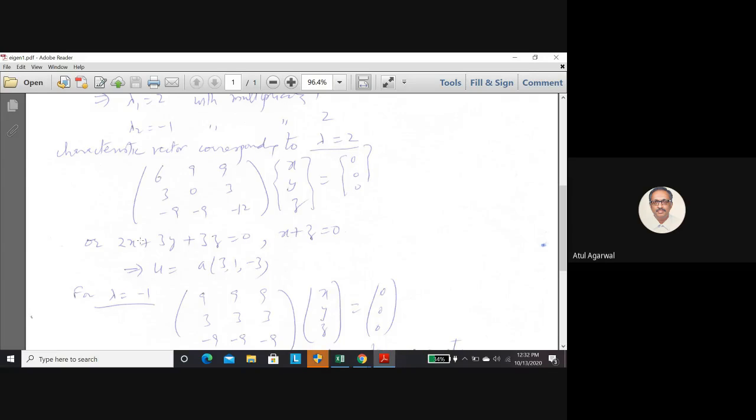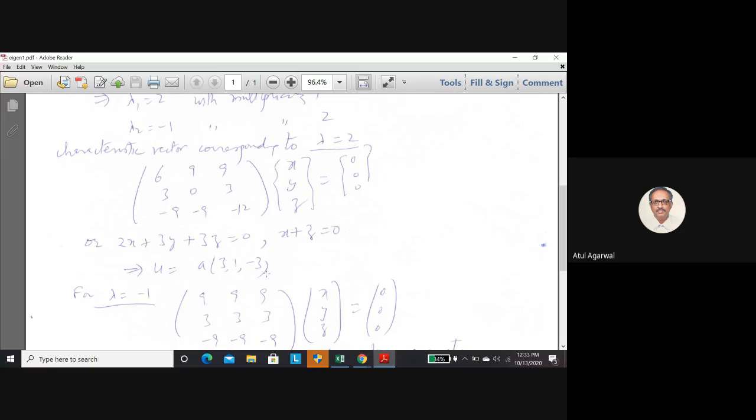You see, if you sum these x and z, you get a 0. And here, if you put these values, 2 into x is 6, plus 3 into 1 is 3, 9. 6 plus 3, 9. Minus 3 into 3 is 0. So if you put these values x, y, z, both your equations are satisfied. So you can say u is equal to a into 3, 1, minus 3. So a is a constant multiplier factor. So you can say the eigenvector is 3, 1, minus 3 for this case.